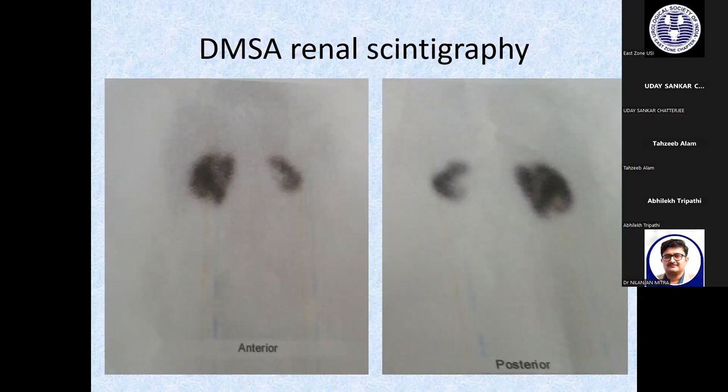It appears to be contracted. No, he is correct, it is the left side. When the camera is on the posterior side, it is the left, and on the anterior side, it is the right. Function on the left side is less, and scar is more on the left side. There is scar and irregularity on the right side also. Yes, next.